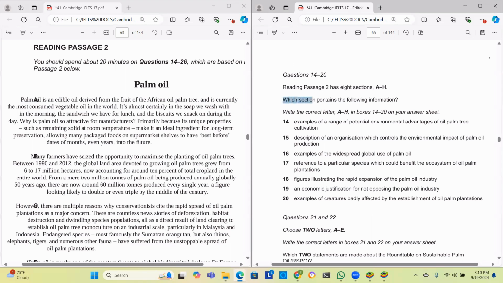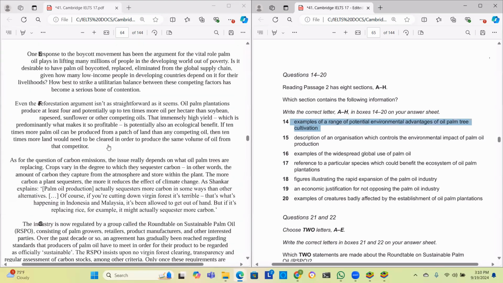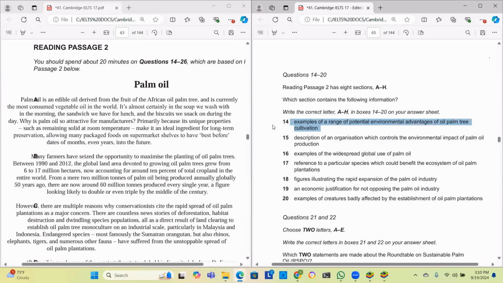This one says which section contains the following information, questions 14 to 20. As I told you already, you have to read the question and find out the paragraph. But that approach I would not suggest because it kills a lot of time. For example, if I read the 14th question and start reading all the paragraphs from A to H, how much time will it take? A lot of time. Again, I have to read question 15 and all the paragraphs, then 16 and all the paragraphs. It will kill a lot of time, so I don't want to do that.